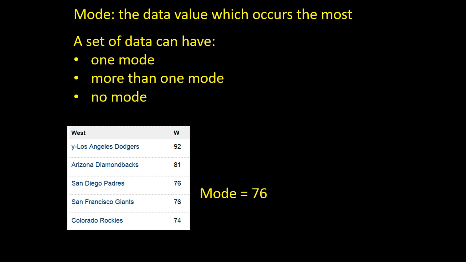And it's also possible that you'll have no mode in a set of data. For example, if the San Francisco Giants had 75 wins instead of 76, you would have no data values that appeared the most. So this set of data would have no mode.